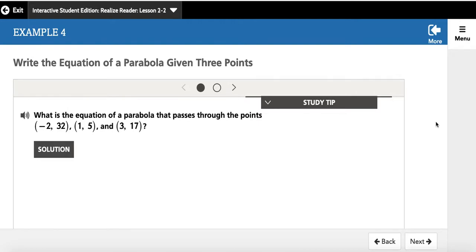Okay, Algebra 2 students, here's a video for example 4 for section 2.2. Let's say we know 3 points on a parabola. We need to come up with the equation, and that's what we're tackling here. We're going to write an equation given 3 points.